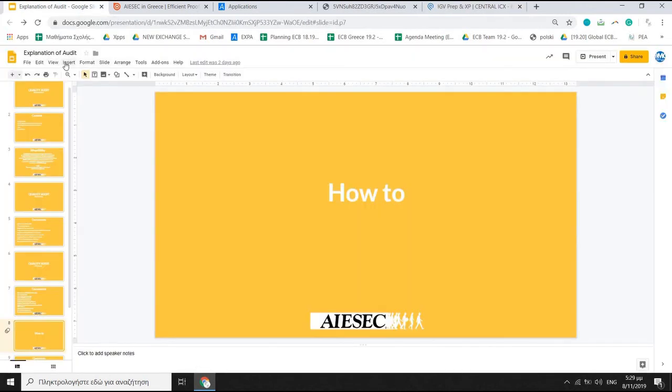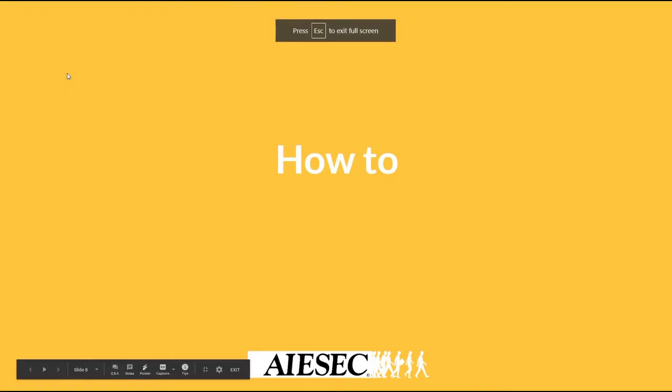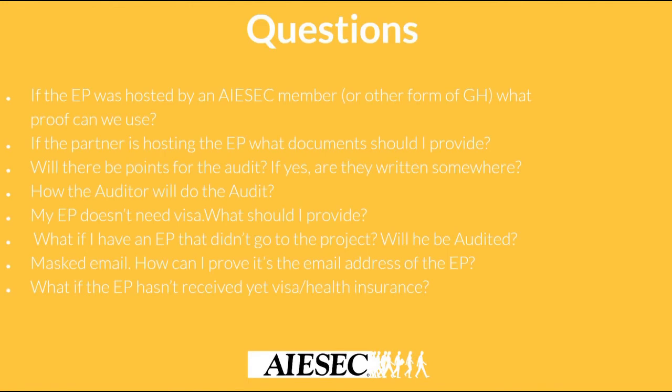So let's move on. If you have any more questions, there are some how-to videos that we have made and you can check those. And we're moving to some questions that we had and I'm going to answer them. First one: if the EP was hosted by an AIESEC member or other form of global host, what proof can we use? Some LCs may have global host contracts, which is really good. You can just provide that; it will be easy. But if you don't have one, you can provide an email or messages with a global host that say the name of the EP and the dates, so it can prove it. You can also add the name or the phone number of the global host.